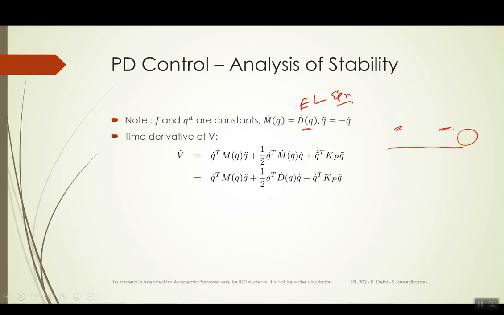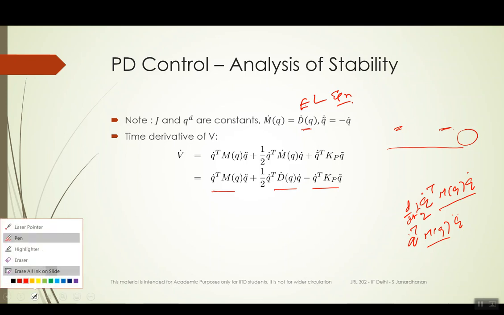So going further, you see that when you take the time derivative for V, you get this equation. Half of q dot transpose M of q q dot, when you take the time derivative, you will get something like q dot transpose M of q q double dot, because you're taking the derivative with respect to q, and you have one term where M dot is actually D dot, and finally you get these three terms present in the expression for V dot.